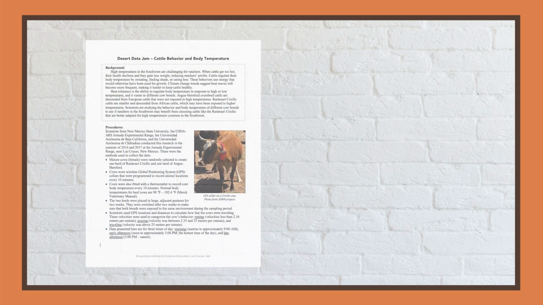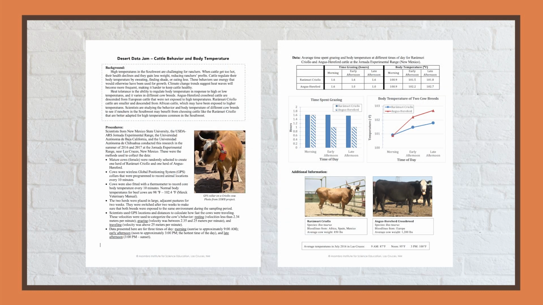The last dataset is about 2 different types of cattle, Angus Hereford crossbreeds and Raramuri Criollo. Scientists put GPS tracking collars and thermometers on the cows and monitored their behavior and body temperatures as they moved around 2 pastures. They are trying to determine if one type of cow might be better able to avoid heat stress during hot summers in the Southwest.